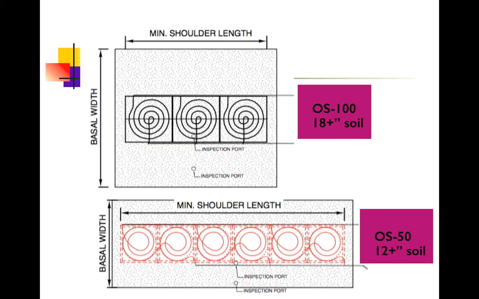And to give you a visual of what those two would look like, and these would be for flat sites. Both of these basal areas represent the same square footage, but obviously you can see the dimensions are going to be significantly different from length to width.